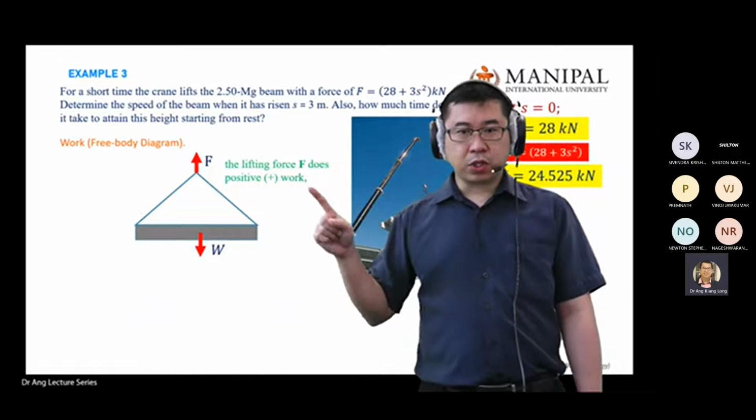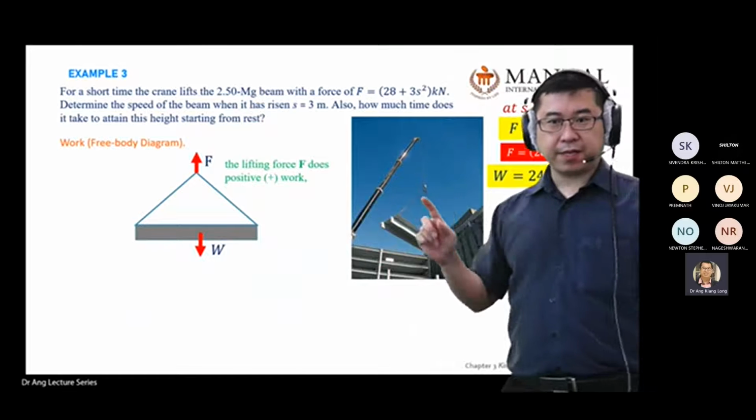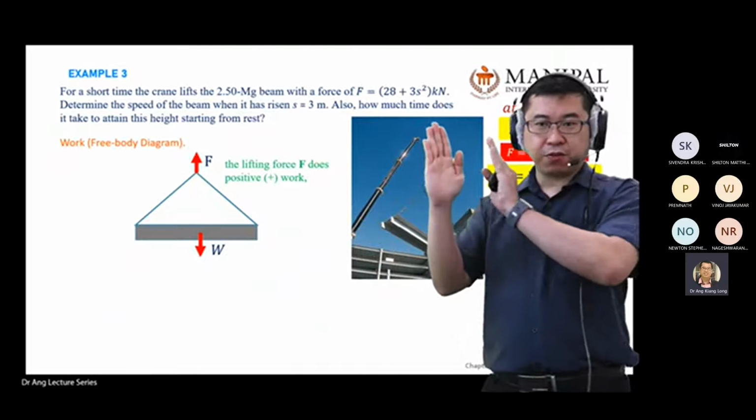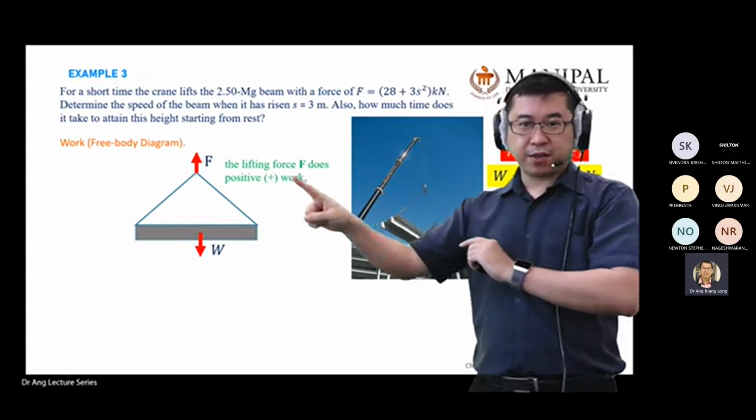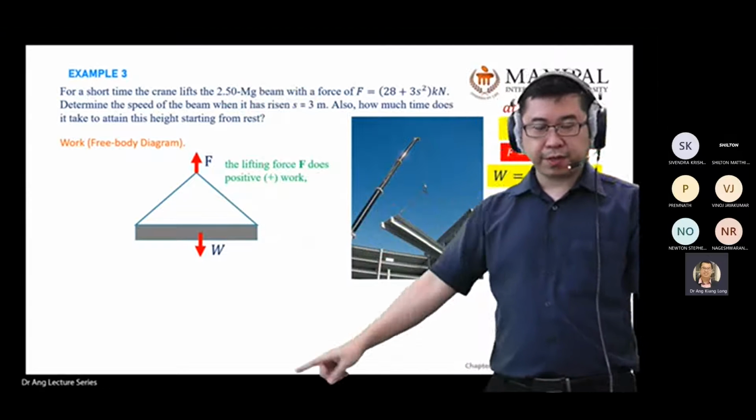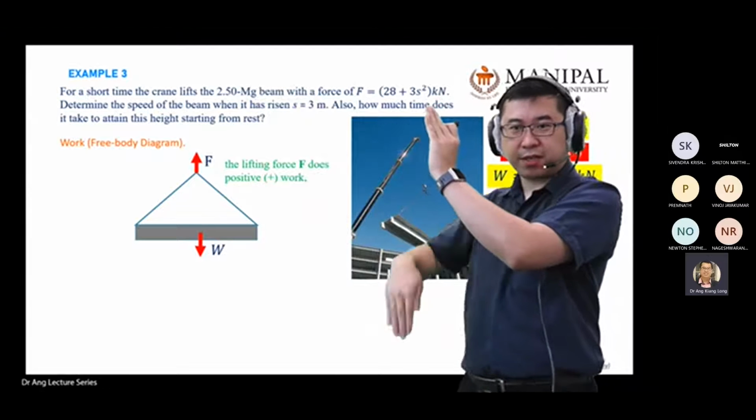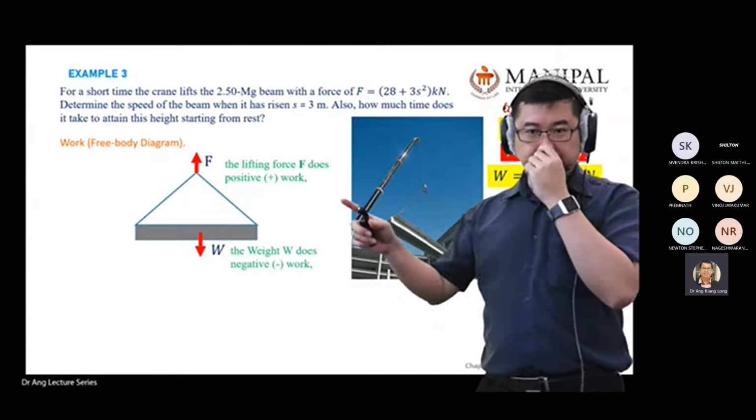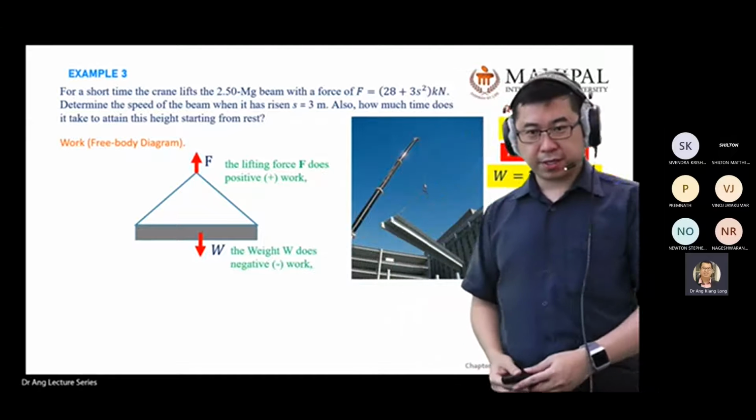So you know that the displacement is going up. When you pull, the displacement moves up. So displacement moves up, force moves up, you generate positive work. Force up, displacement up, you get positive work. W goes down while displacement goes up, you get negative work. This is just a remark. Of course, in the exam, you don't need to write this one. This is just for your revision notes.